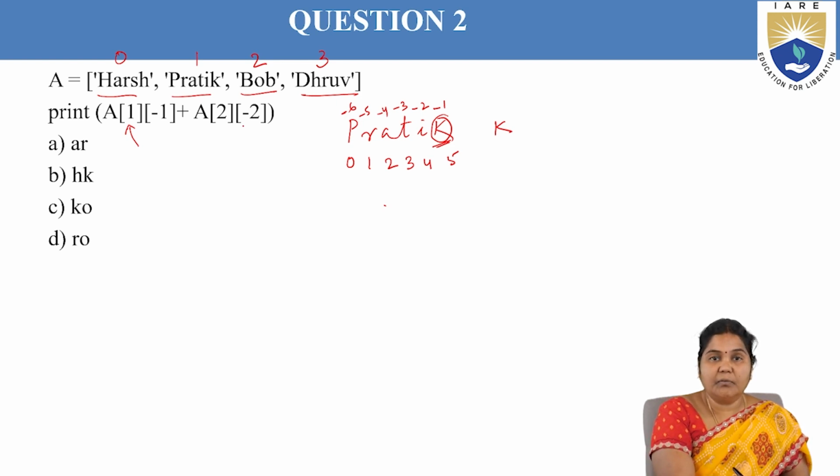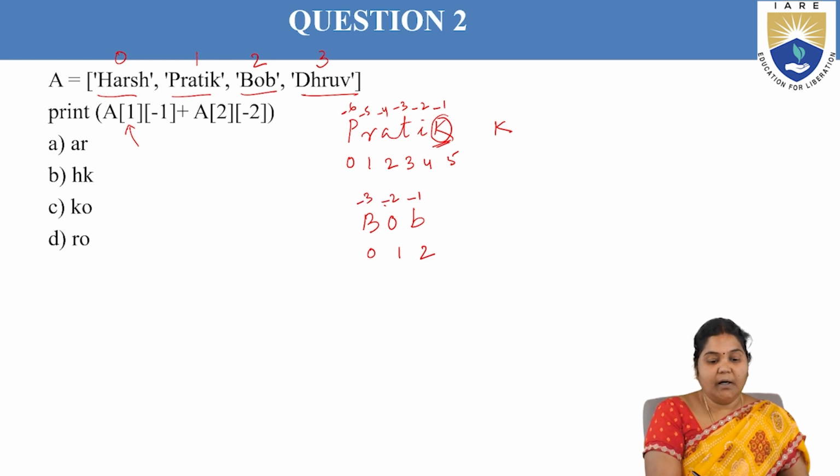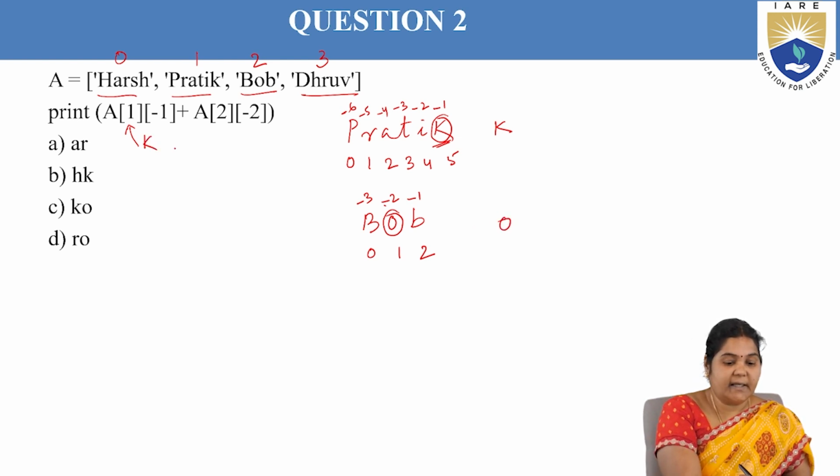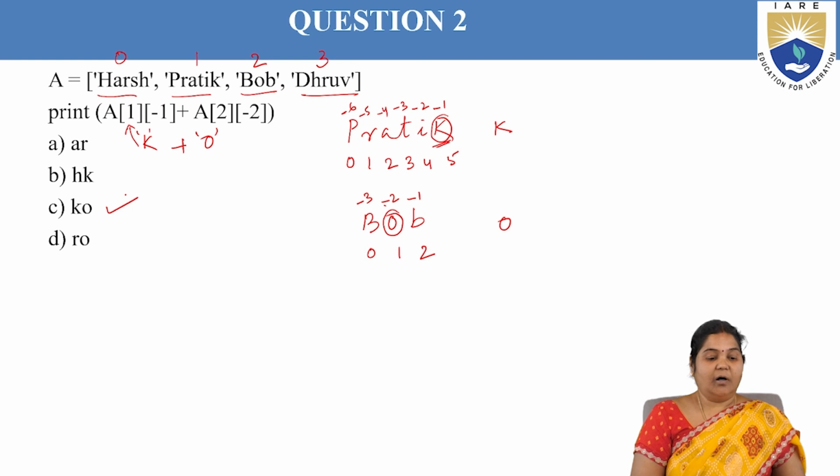Similarly, A of 2 of -2 is from the second word. The second word is Bob. Index numbers are 0, 1, 2, and -1, -2, -3. Now index number -2 from right to left is O. So if you concatenate, this is K plus this is O. The characters K and O make KO. So option C is the correct answer for this question.